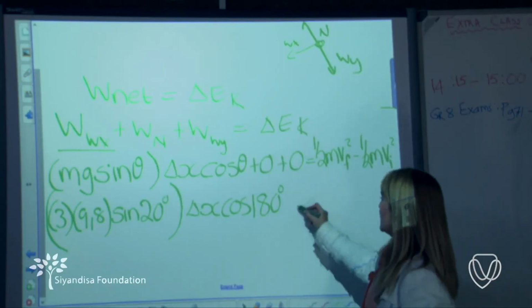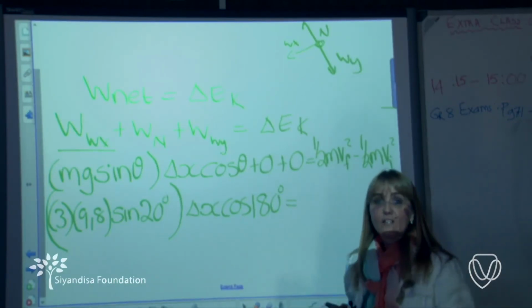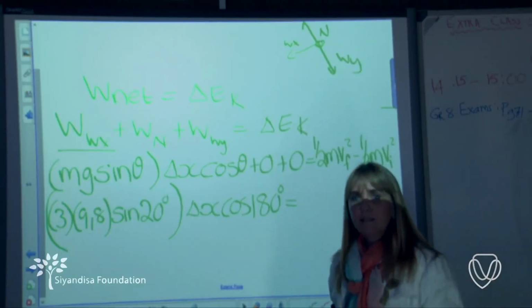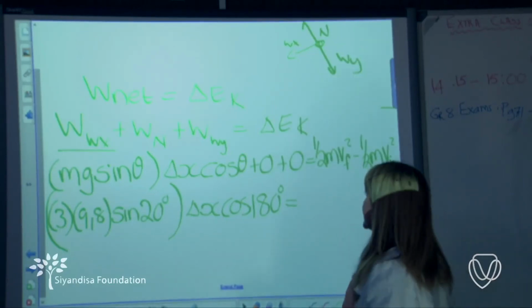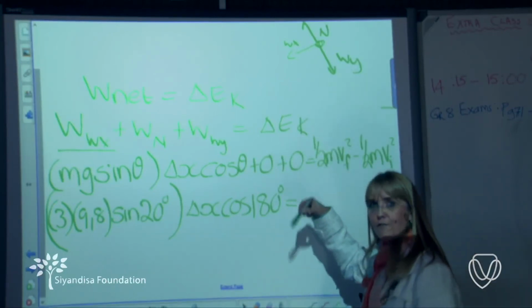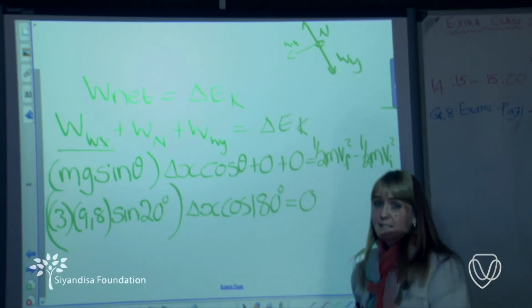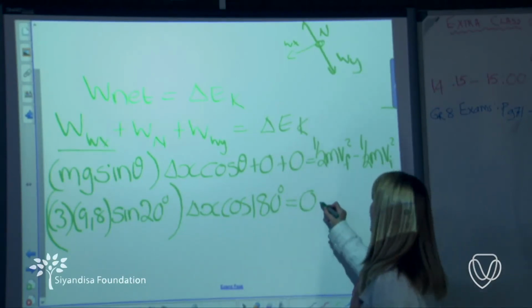Plus 0, plus 0. Now, here's some good news. What happens to the block when it reaches its highest point? It stops, which means that its velocity is 0, which means that this entire expression for the final kinetic energy is also going to be 0. So that simplifies your life quite substantially.